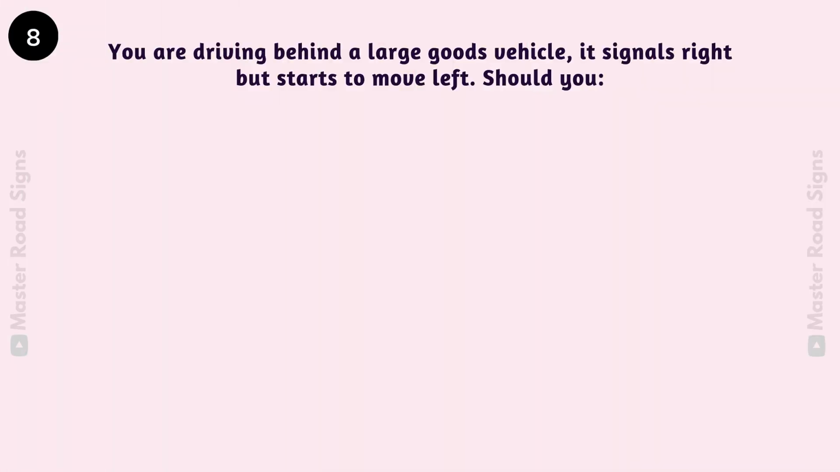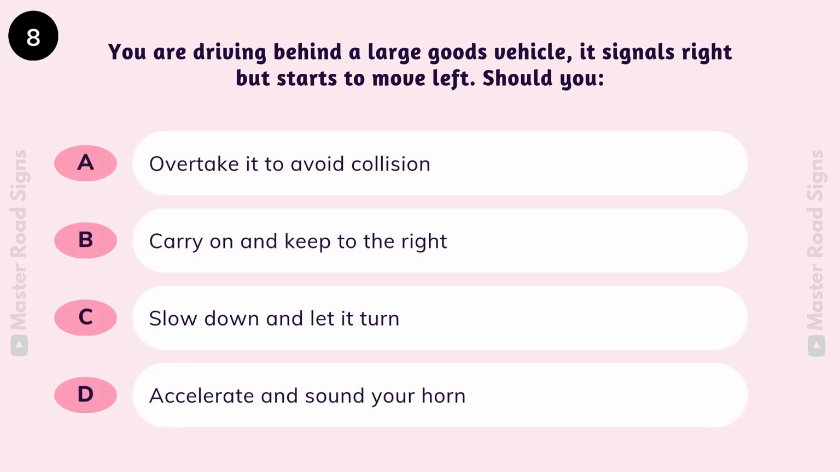Question 8. You are driving behind a large goods vehicle. It signals right but starts to move left. Should you: A. Overtake it to avoid collision. B. Carry on and keep to the right. C. Slow down and let it turn. D. Accelerate and sound your horn. The answer is C. Slow down and let it turn.